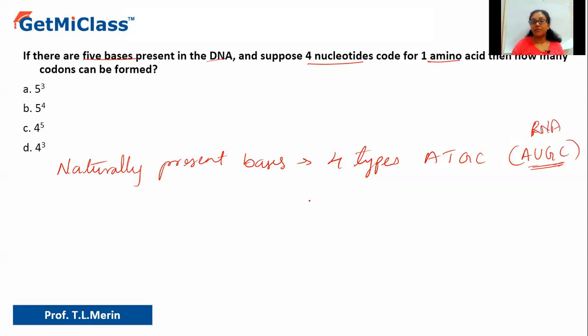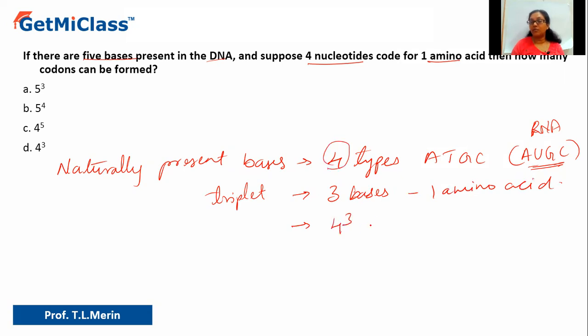Now out of this 4, we know that we have triplet codons. What do you mean by triplet codons? That means 3 bases together code for one amino acid. Am I right? So totally how many codons do we have? Since there are 4 types, the formula for calculating the number of codons is 4 to the power of 3. That is 4 into 4 into 4, which is equal to 64. So we have 64 codons.